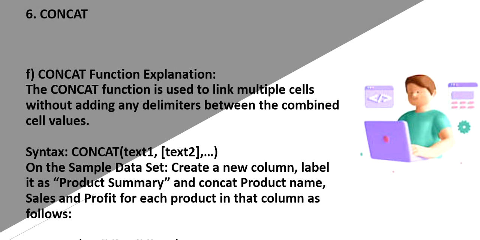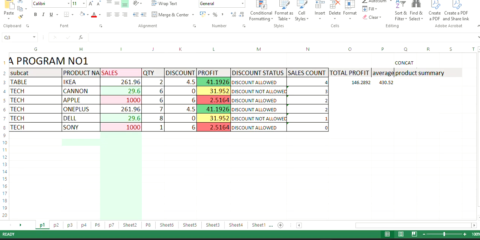Concatenation is used with respect to text, and if you want to combine two or multiple cells or text without adding any delimiters, then you can combine those values. Suppose I want to combine the sales, product, everything together, I can do it with CONCAT. CONCAT is nothing but joining. So the CONCAT function, as I said, is used for joining.